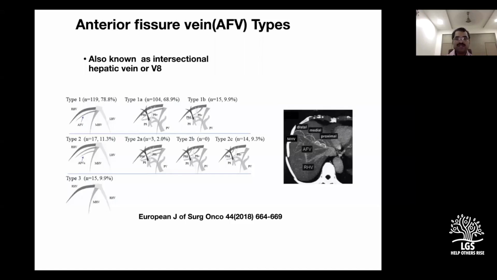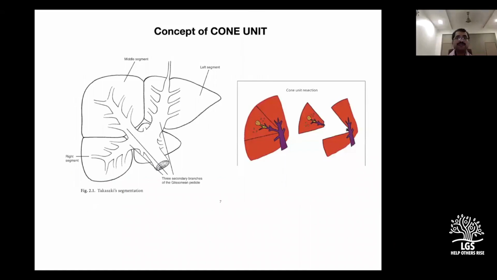These umbilical fissure, anterior fissure vein, etc., are very important when you do parenchyma preserving surgeries, because when you preserve these veins, you can actually preserve some amount of parenchyma. When you do surgery in cirrhotics or other patients, conservation is extremely important.